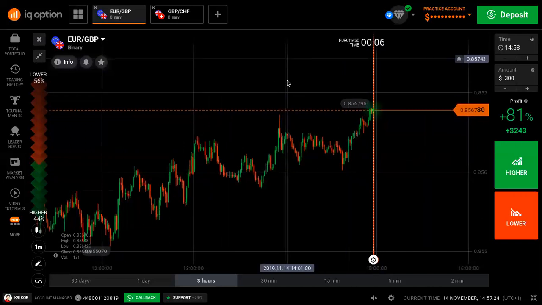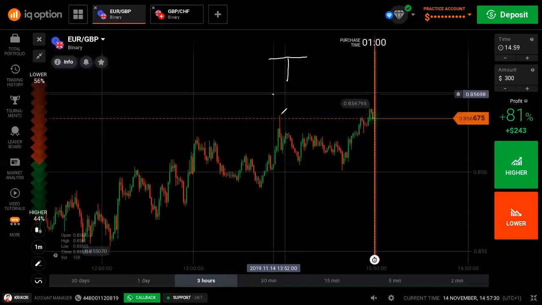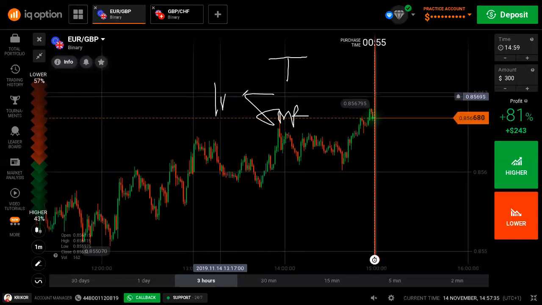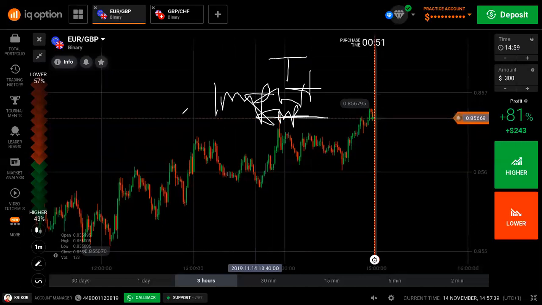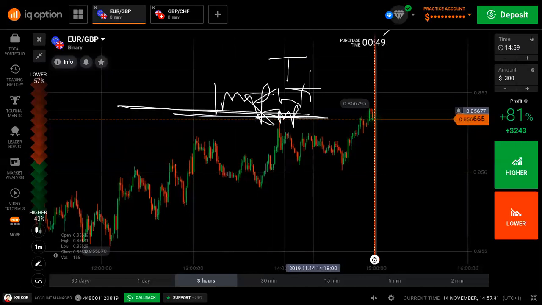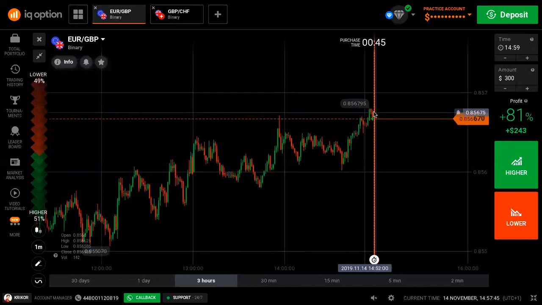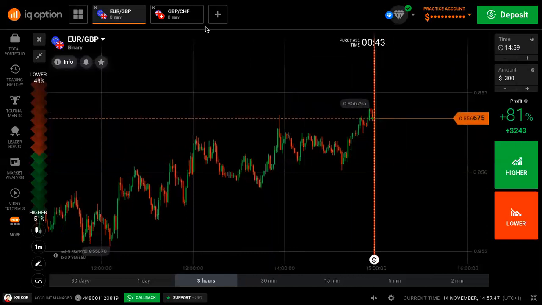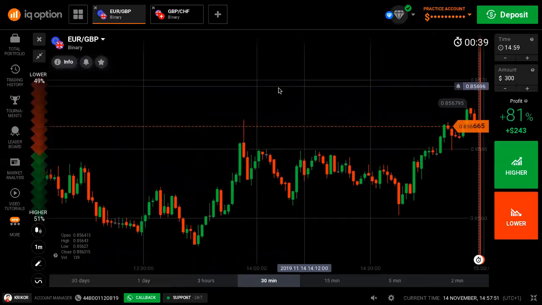That first T means the market or the candle must touch an SNR level or an important level. A candle must touch. There must be a touch. Very, very important. There must be a touch.